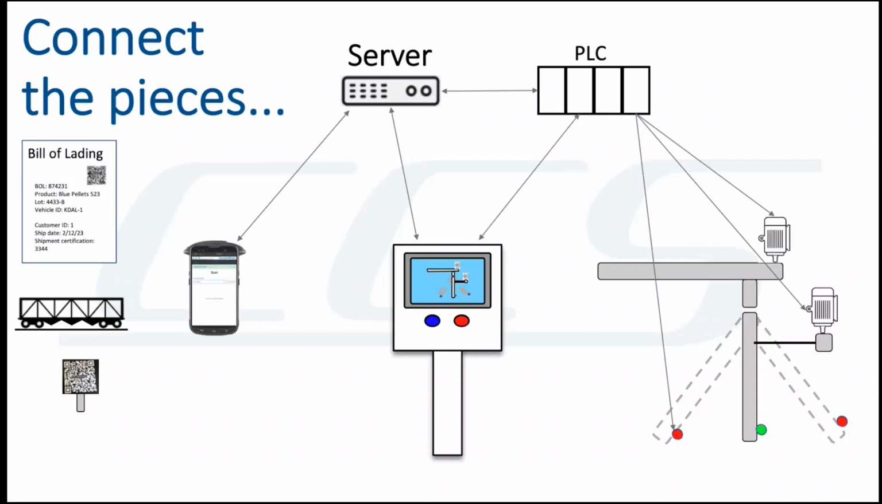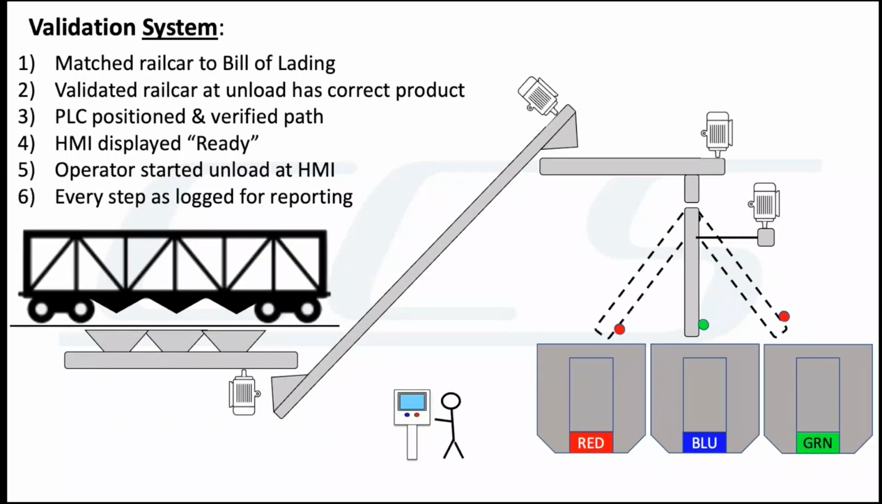And so when you tie all this together, we now have a system. We've matched the rail car to the bill of lading to make sure we know what we have at site. The second thing we've done is we've validated the rail car at the unload station to make sure we have the right rail car at the right unload station with the right product that we need. The third thing is the PLC is positioning the diverter, in this case in the blue position B there in our drawing, and it's verified the path and made sure everything is physically ready.